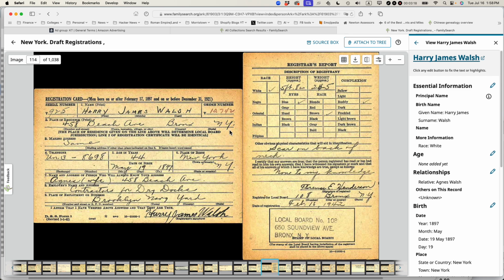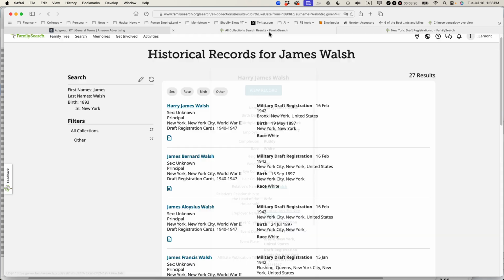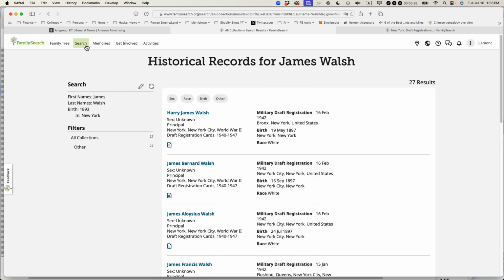So the fact that I can get something like this for free from FamilySearch without paying any money, it really is great information. Again, go to FamilySearch, search, and then filter by military collection, depending on World War I or World War II. Be sure to search both World War I and World War II.